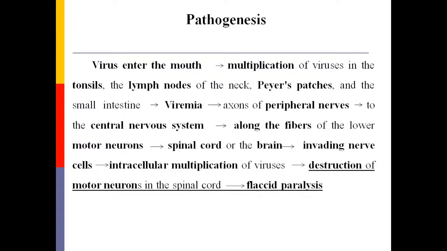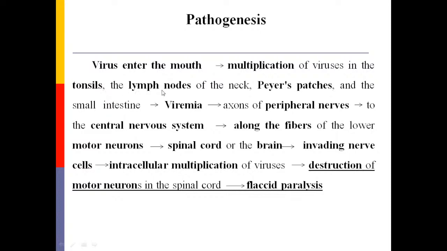How does the disease develop? Firstly, the virus enters the mouth of the child. Then it multiplies in tonsils and lymph nodes of the neck. If it is transmitted by fecal-oral transmission, it multiplies in Peyer's patches. I hope you remember that Peyer's patches are located in the small intestine, in the mucosa of the small intestine. They are secondary immune organs, lymphatic organs in the small intestine.